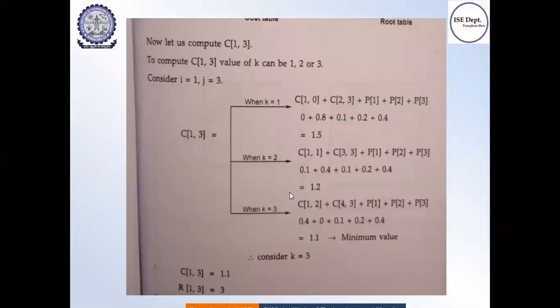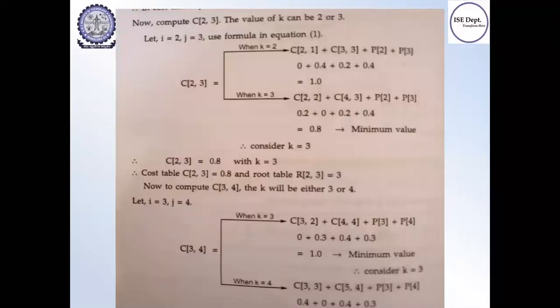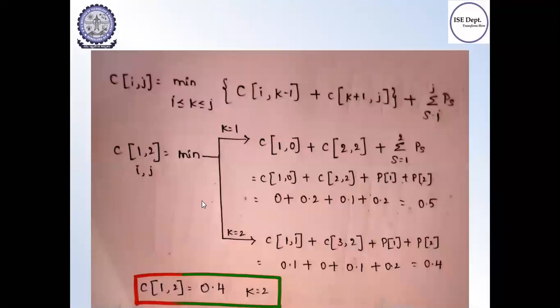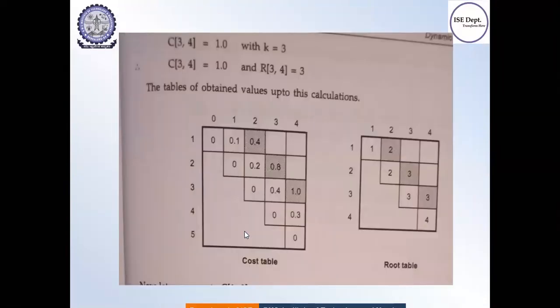Next is 1 comma 2. Go to 1 comma 2. Where is cost of 1 comma 2? It should be somewhere here, right? So 1 comma 2. What is the value you got? 0.4. What is the value of k you got? 2. Correct? So K is equal to 2 you got.